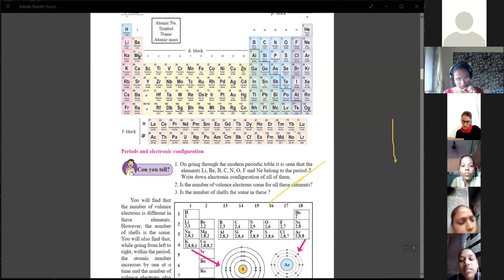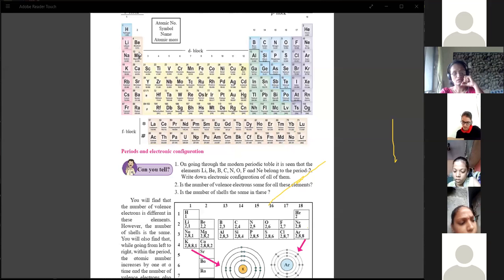With which of the following elements would this element resemble? Atomic numbers are given in the brackets. Which resembles? Beryllium, because it is in the same group, the second group. Now question number 4. Here the electronic configurations are given and some questions are given to answer.